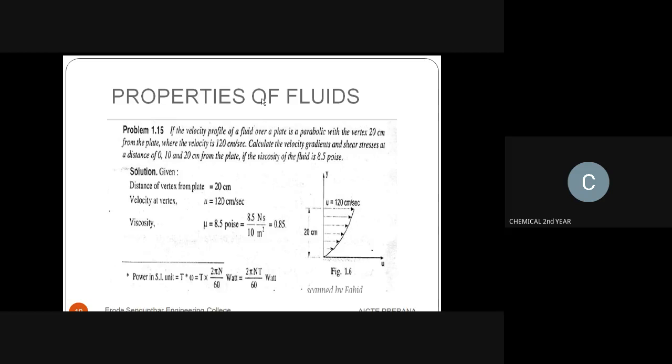So from the given data, what is the distance of the vertex from the plate? That is 20 centimeter. What is the velocity at the vertex? u is equal to 120 centimeter per second. Viscosity is equal to 8.5 poise. We know that 10 poise is equal to 1 Newton second per meter square. So 8.5 by 10 Newton second per meter square, which is equal to 0.85.